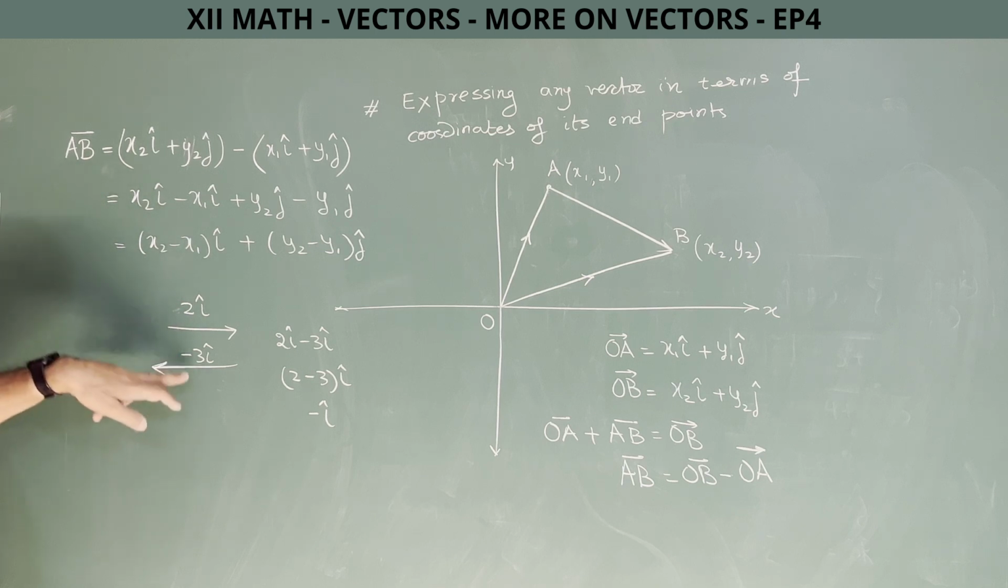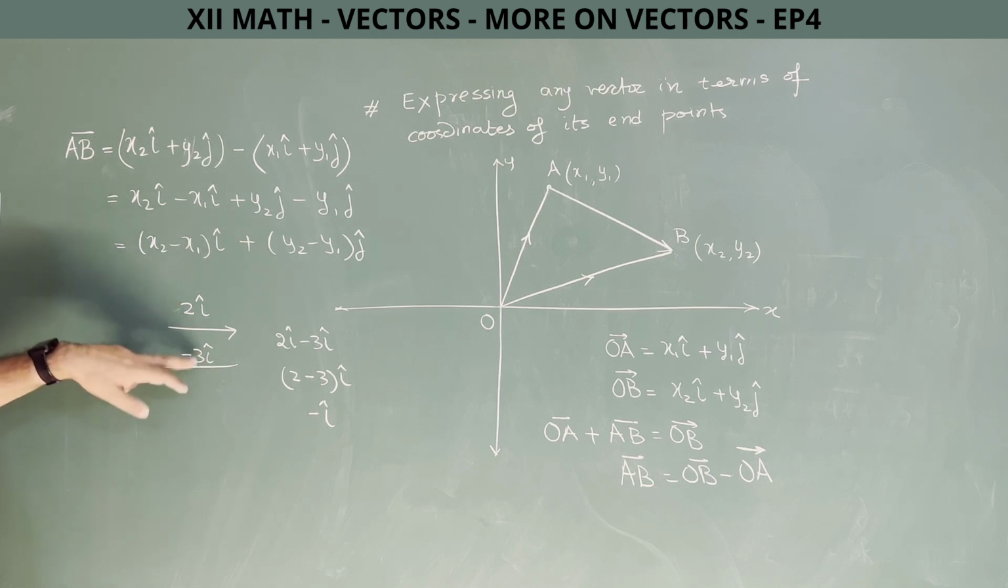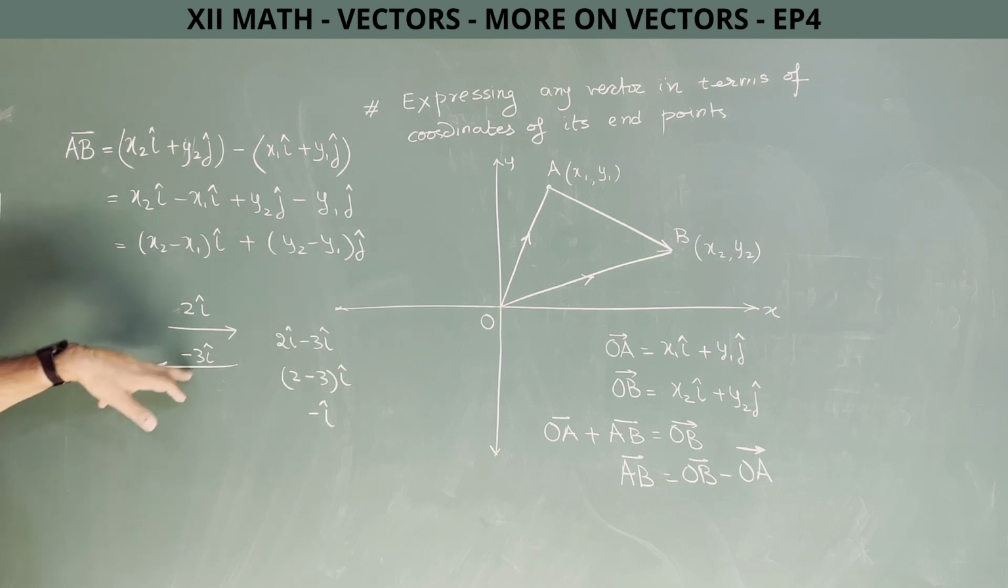Okay, when you add these two vectors, the direction will be that of the vector having the larger magnitude, and the magnitude will be the difference of these two. Minus is not the magnitude, minus only indicates the direction. Magnitude is 2, magnitude of 3, difference will be 1.